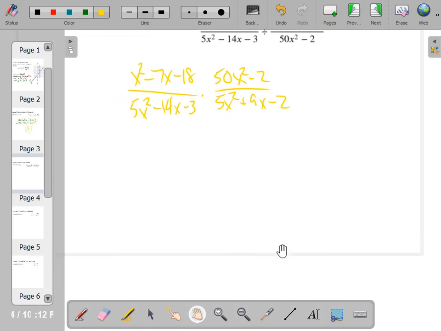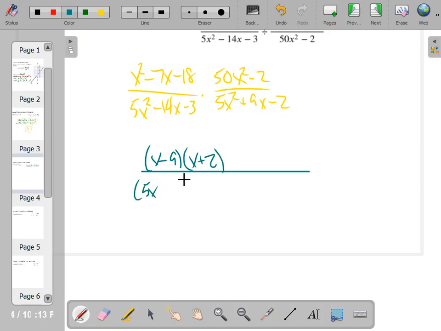I'm going to do the same thing where I factor them, and you guys can do split the middle if you want off to the side. Now that it's multiplication, this is one big fraction. So when you factor top left, you get x minus 9, x plus 2. When you factor bottom left, let's see, I want negative 15 and 1. So how do I do that? Negative 15 and 1, that'll do it.